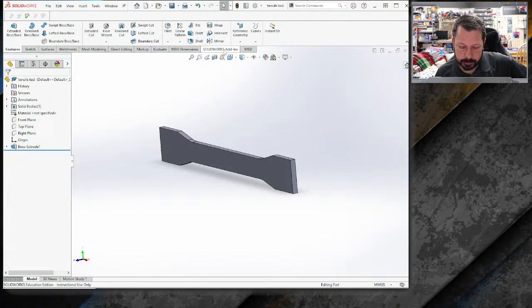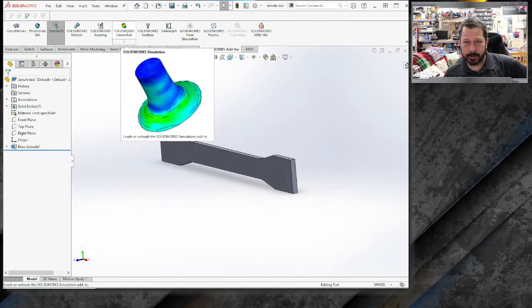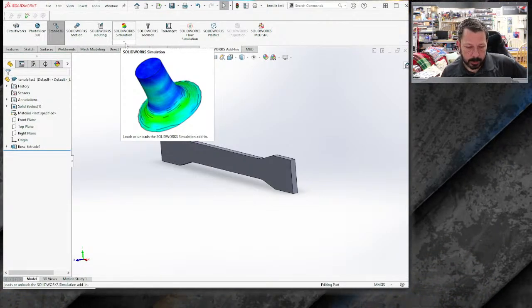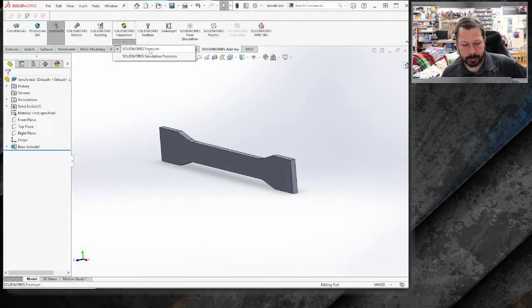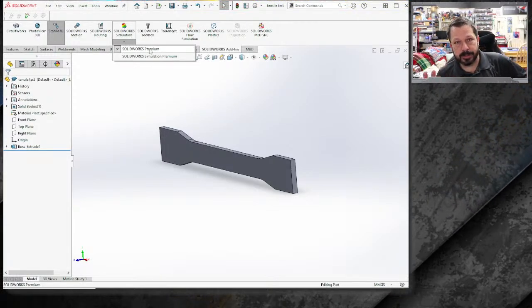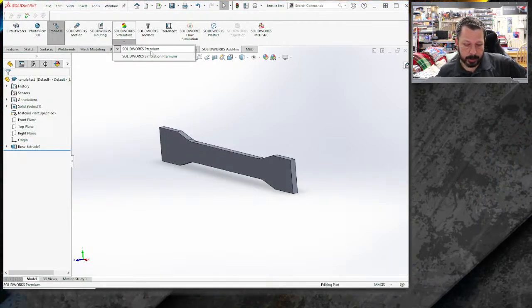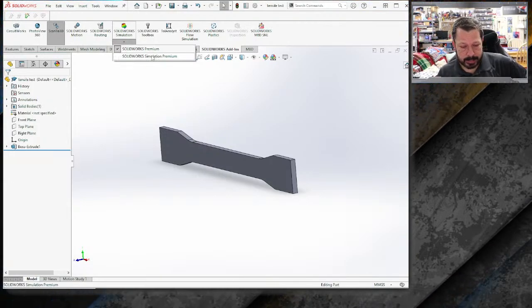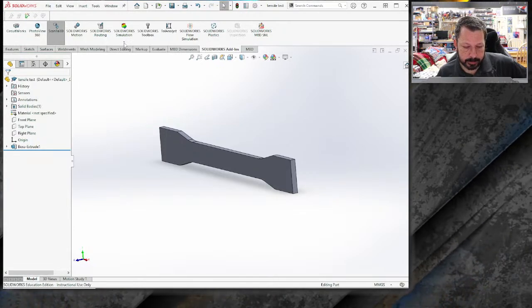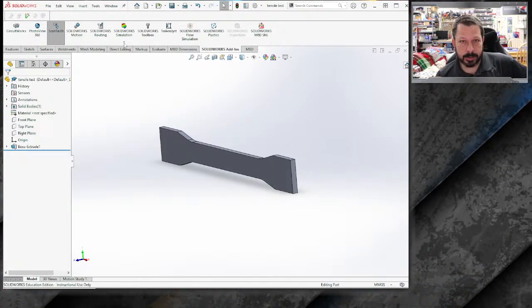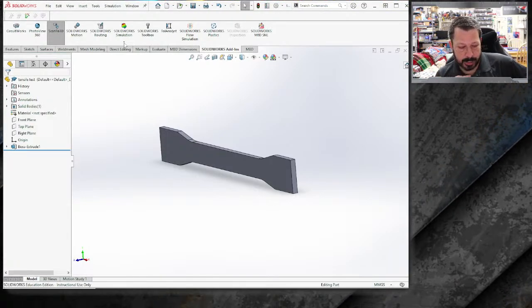So what that's going to mean is that over here in simulation, unless you've set it up before, it's going to be set on SOLIDWORKS Premium. That sounds great, but SOLIDWORKS Premium lets you only do static simulations, static finite element analysis. I want to do a transient one. So we're going to have to tell it that I want to do SOLIDWORKS Simulation Premium, not just SOLIDWORKS Premium. Otherwise, I won't have those options available.